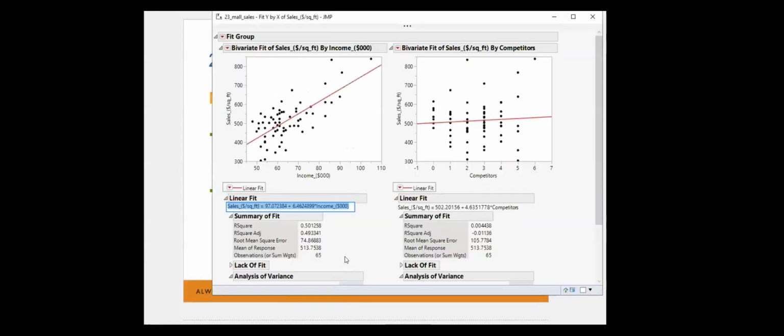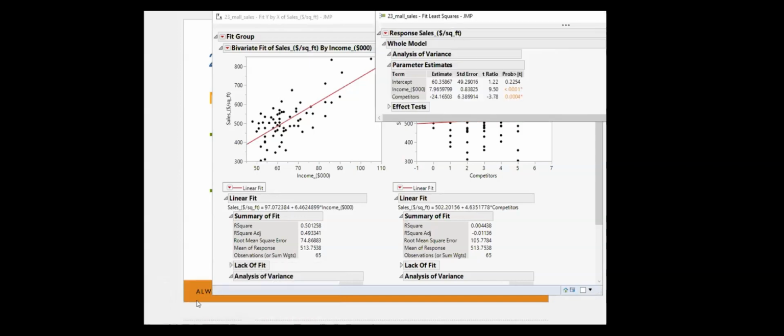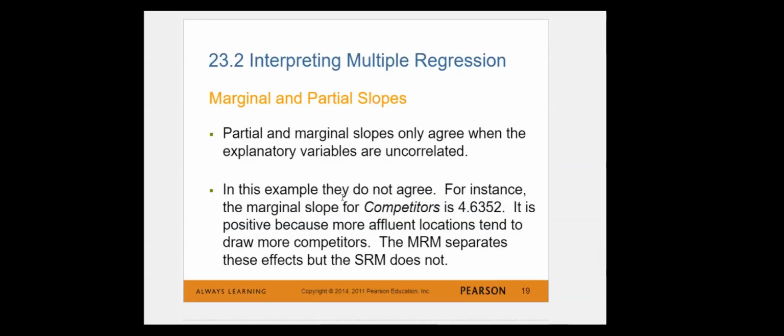This is your simple regression results. That's the 6.4 and the 4.6 for competitors. And you saw that it's different from the multiple regression results, which was 7.9 and negative 24. And that is because of the correlation between the two explanatory variables.